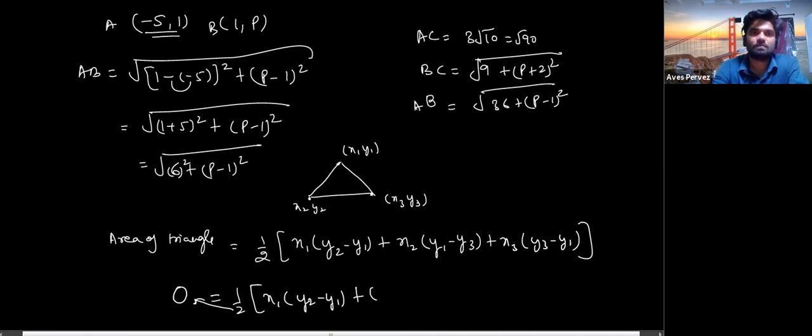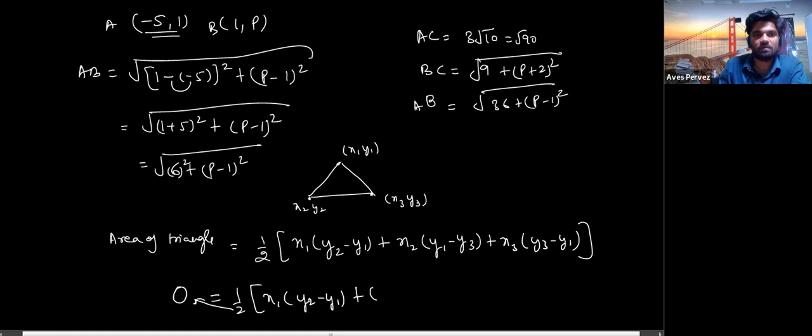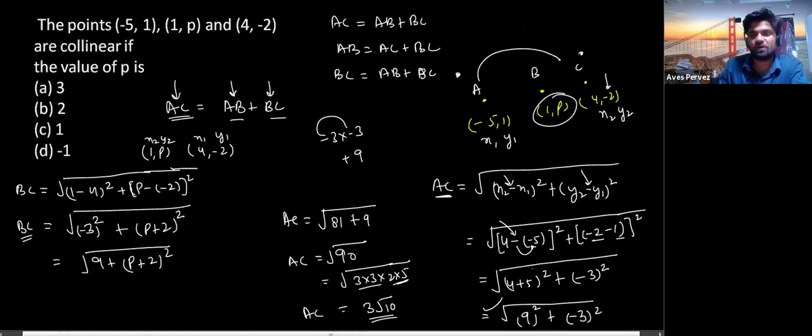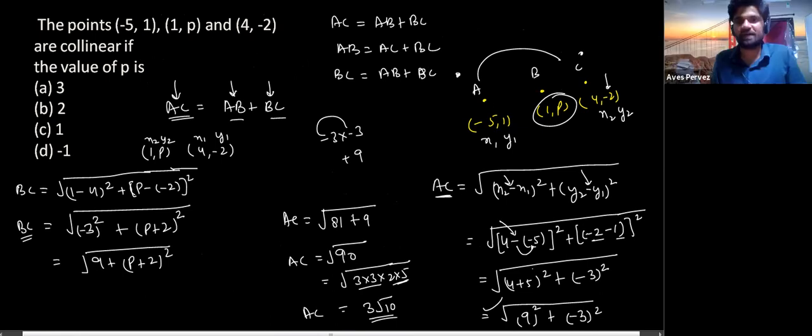Sir, could you show the coordinates of C? Coordinate of C, okay, wait a minute. The coordinate of C is 4 comma minus 2. 4 comma minus 2 is the coordinate of C. I'm going to that slide only.